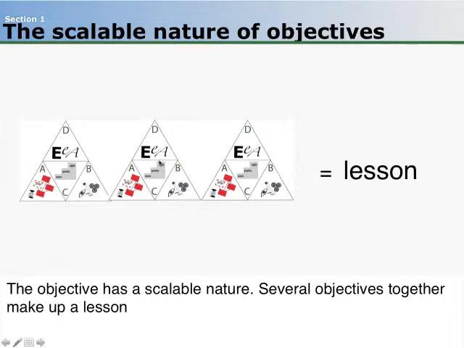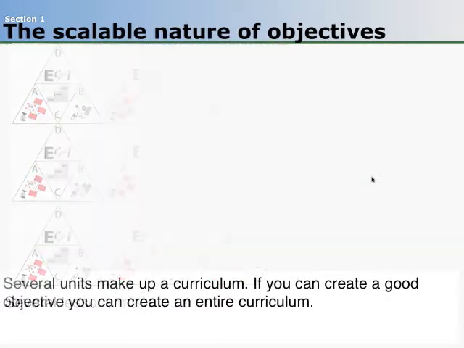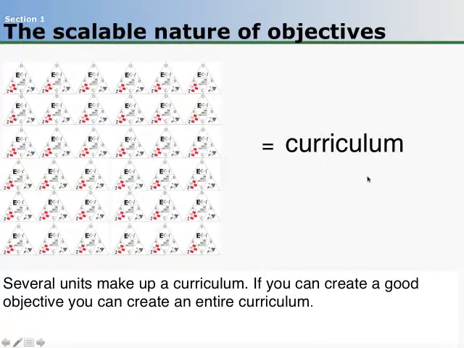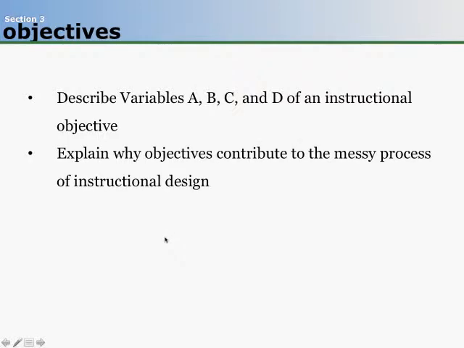Let's talk about the objective as a whole. It has a scalable nature, meaning that several objectives together could make up a lesson, and several lessons together could make up a unit, and several units together can make up a curriculum. If you can create a good objective, you can create an entire curriculum. This next section describes variables A, B, C, and D, and it explains why objectives contribute to what we call a messy process of instructional design.